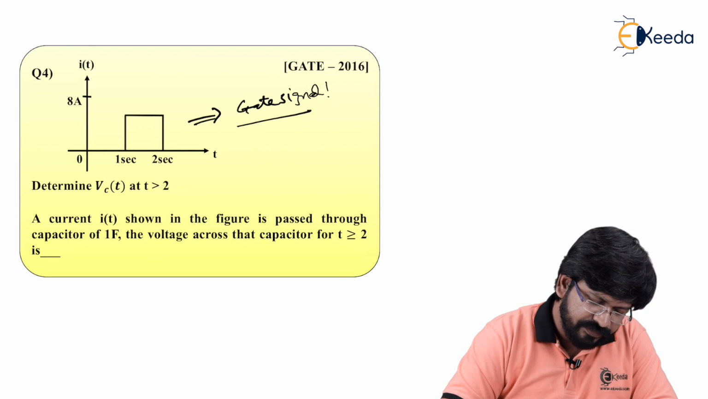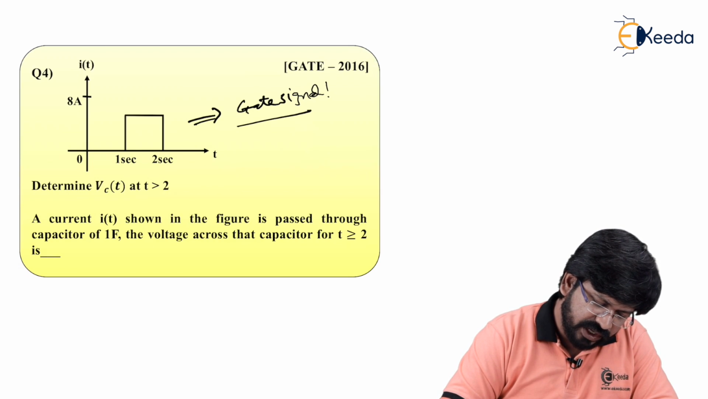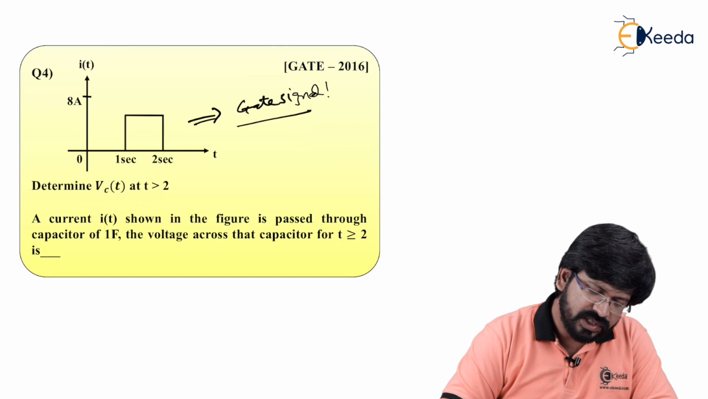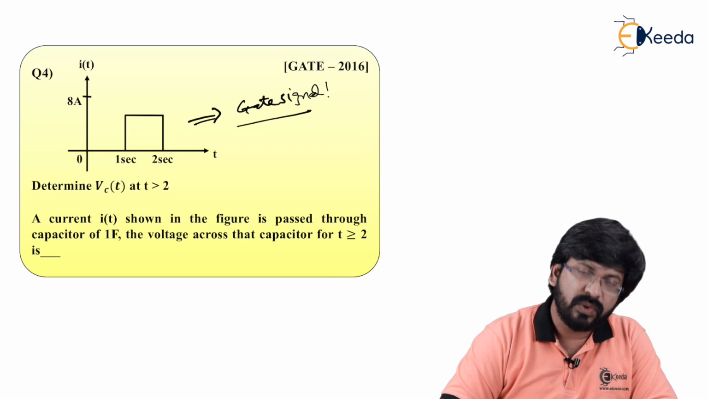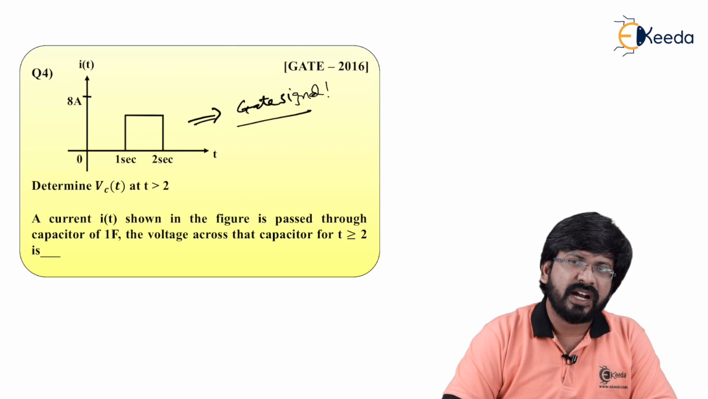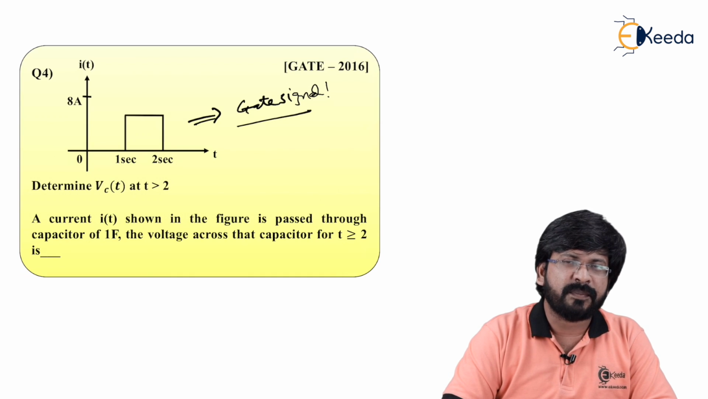You have to determine Vc of t for t greater than 2. Let's read the problem statement. A current I of t shown in the figure is passed through a capacitor of 1 farad. The voltage across the capacitor for t greater than 2 is? Let's say this type of current passes through the capacitor, which has a value of 1 farad. Definitely, if you pass some current through the capacitor, it is bound to get charged, and let's say it gets charged to Vc of t, that is the voltage across the capacitor at t.